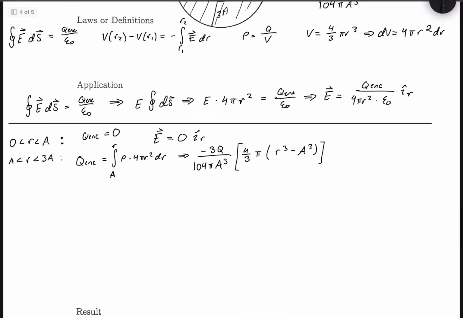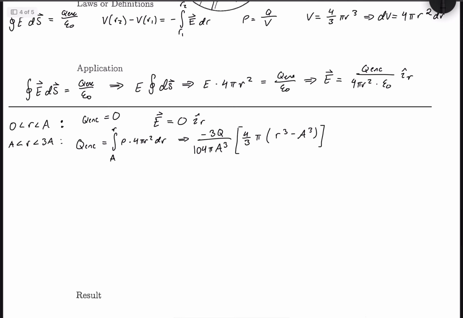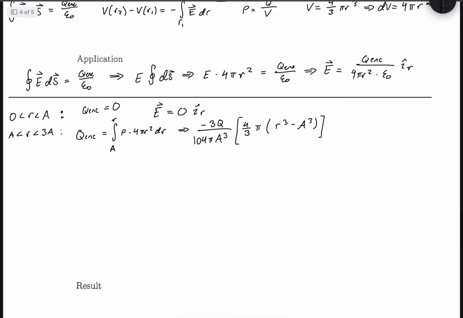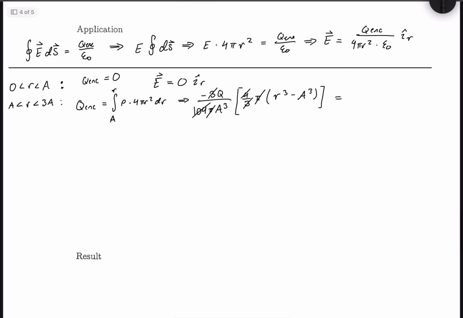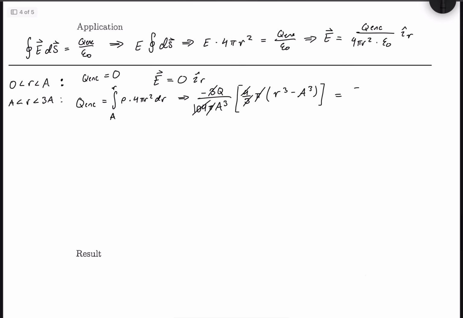Correct. So now what we want to do is cancel out the 3, cancel out the pi, and cancel out this 104 at the bottom here. What we end up getting is negative q over 26 a cubed times r cubed minus a cubed.